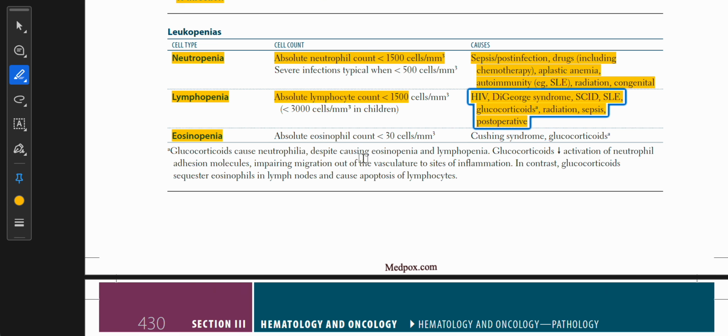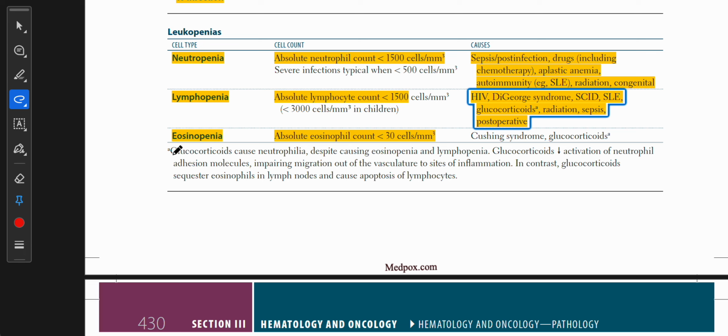In eosinopenia, the absolute eosinophil count is less than 30 cells per mm cube, because their normal range is already in a lower count. This occurs in Cushing syndrome and also with glucocorticoids. Glucocorticoids cause neutrophilia despite causing eosinopenia and lymphopenia. This is a very high yield point right here. You have to remember this, right?